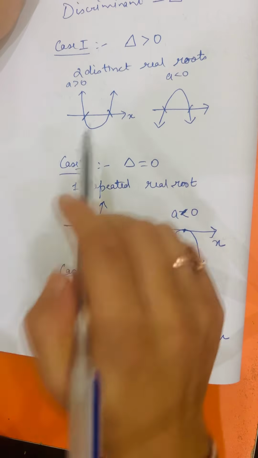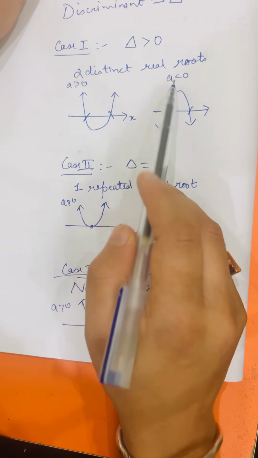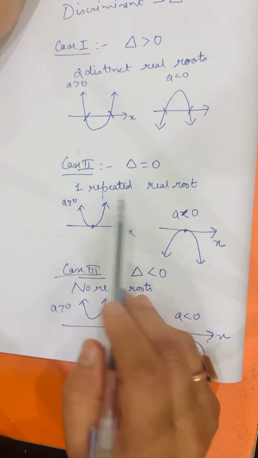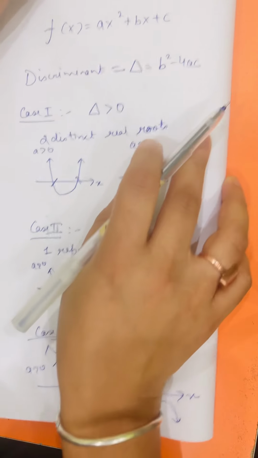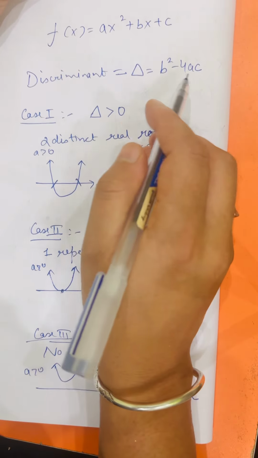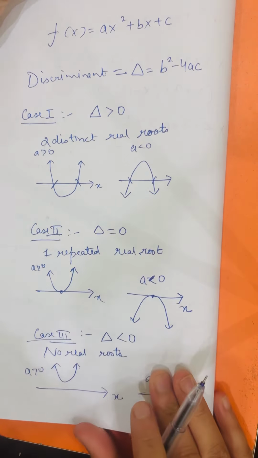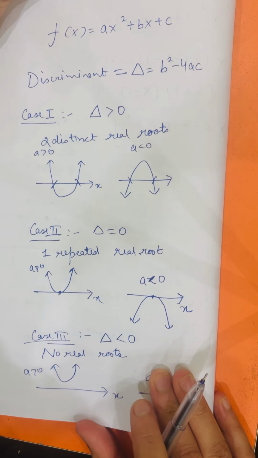So these are the three possibilities, three cases that we can have in case of a quadratic equation. Either we have two distinct real roots, or we have one real repeated root, or no real root. So you just need to find the discriminant delta, that is b square minus 4ac, and you can determine the nature of the roots of a given quadratic equation.